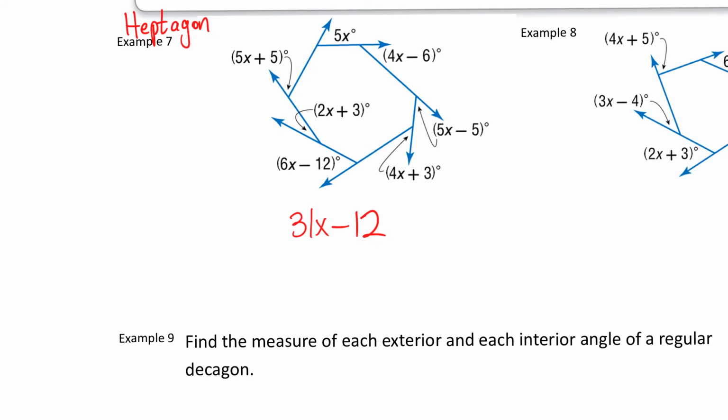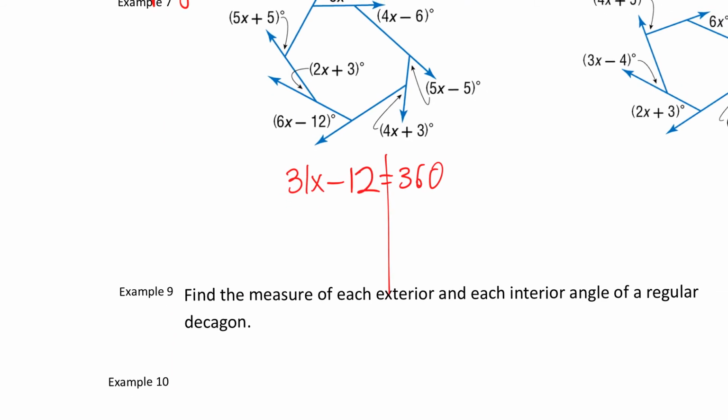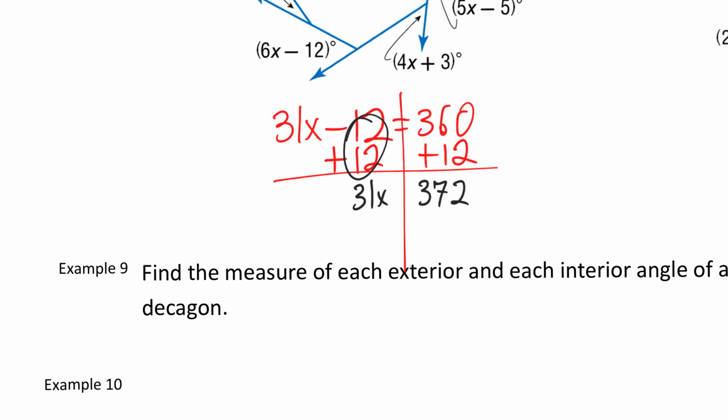But when we add all that up, what is it going to equal? 360. Okay, since it's exterior angles, they always add up to 360. And then from here, it's just simple algebra to solve for x. So we're going to add 12 to both sides. So this zeroes out. We get 31x equals 372. Then divide by 31. And x equals 12.